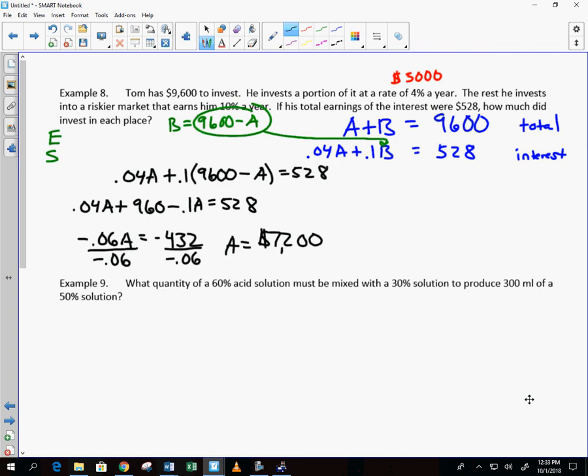At what rate was that $7,200 invested? At what rate? 4%. So then B would be what? Yeah, 2,400. Good work.